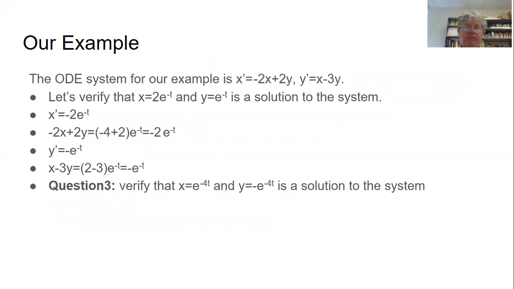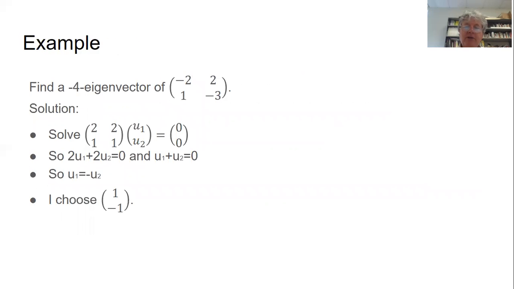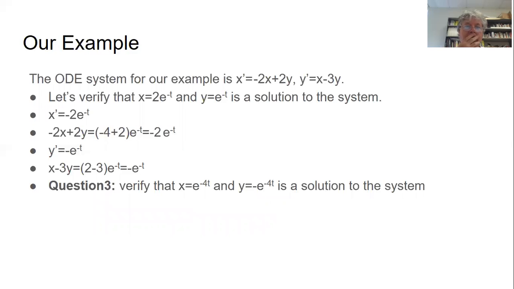Good. So let's go back to our example and look at the ODE system, for example. Converting that matrix into an ODE system, we get x prime equals minus 2x plus 2y, and y prime equals x minus 3y. And so for the minus 1 eigenvalue, remember 2, 1 was the eigenvector. So let's verify that x equals 2e to the minus t and y equals e to the minus t is a solution to the system.